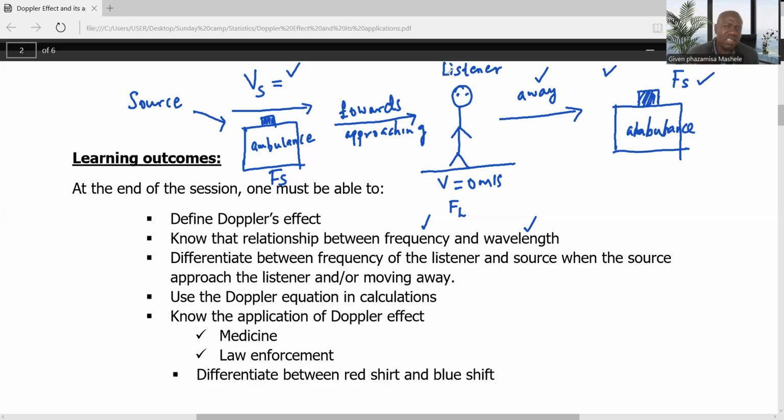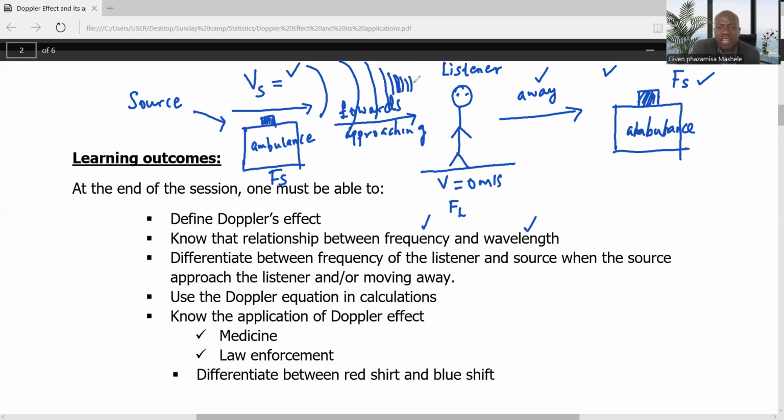Why is this the case? It's because as the source is approaching the listener, the wavelength of sound becomes shorter. When the source was still far away, the wavelength was long. But as it starts to approach, to come closer and closer to what? To the listener, the wavelength becomes shorter.